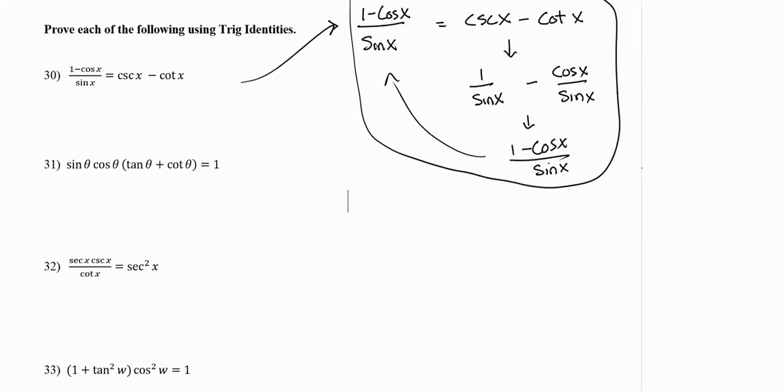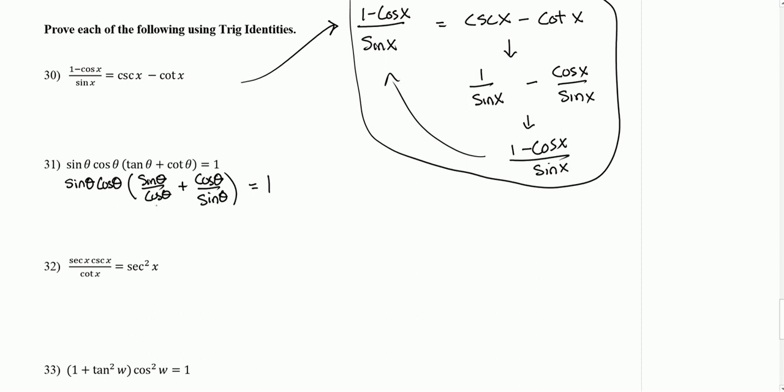Number 31. We want to show that this expression is equal to 1. So I'm going to change my tangent and my cotangent in terms of sine and cosine. So we get sine theta times cosine theta times sine theta over cosine theta plus cosine theta over sine theta. And still we want to show that's equal to 1.